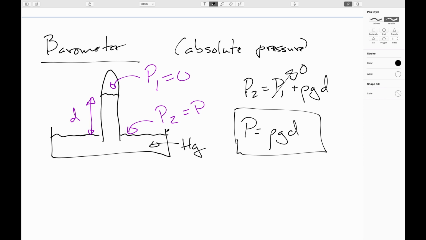Now, a lot of times we don't really care what the absolute pressure is. We care how it differs from the surrounding pressure, which is usually atmospheric pressure. To that end, there are a whole collection of different devices that can all be classified as manometers. And these measure what we call gauge pressure.